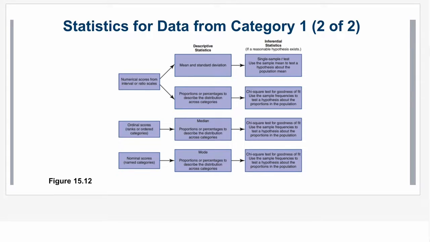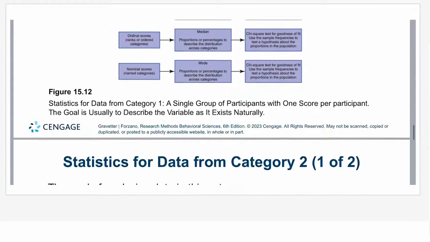There could be inferential statistics, again, if you can do that reasonable hypothesis. That doesn't usually happen. You can see mostly the chi-square test has to be used. You could use a single sample t-test. But again, because you're not really comparing here, it's just descriptive, that doesn't usually happen. It's usually just these descriptive statistics column here. So that shows you for category 1.